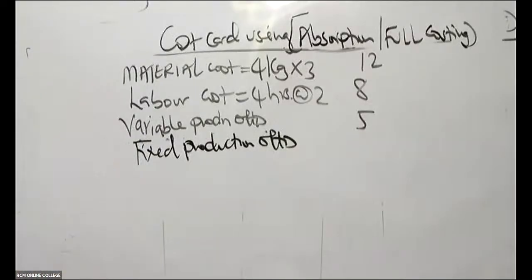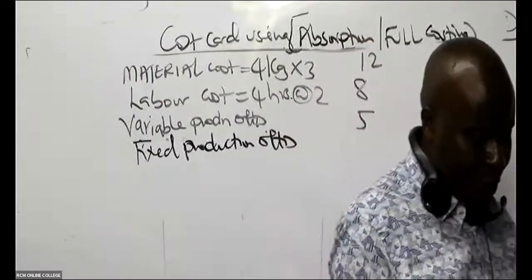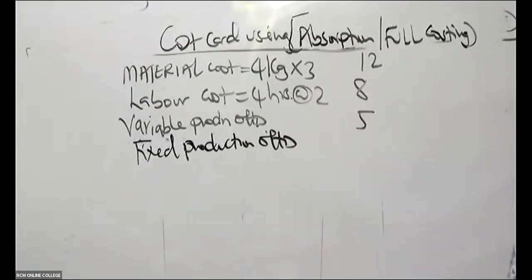This is number 2, cost card using absorption, or what we have also called in the past, full costing. Is that okay? Full costing.